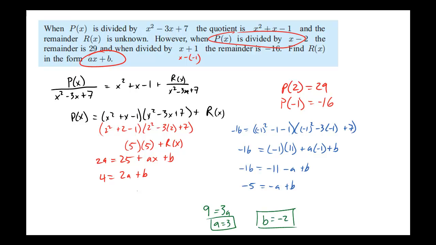Remember, the question asked for r of x, so my final answer needs to be r of x equals ax plus b. And that will be my final answer right there. Pretty cool, eh?